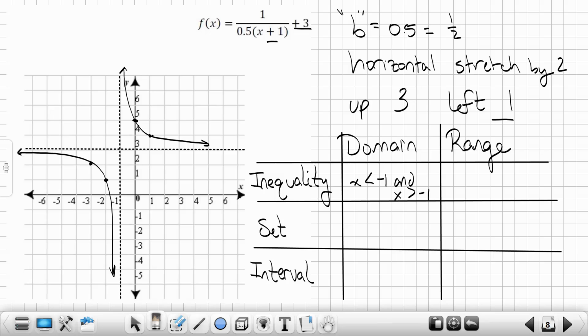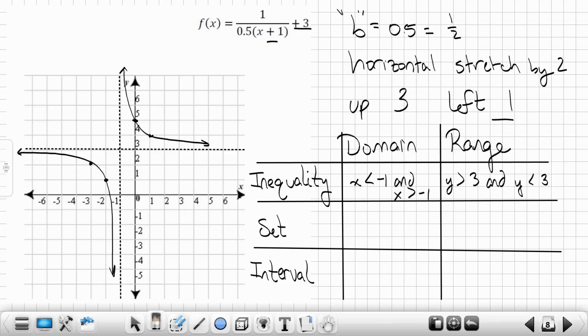For my range, Martina. Y greater than, yes, that one, 3. And Y, the other, less than 3.